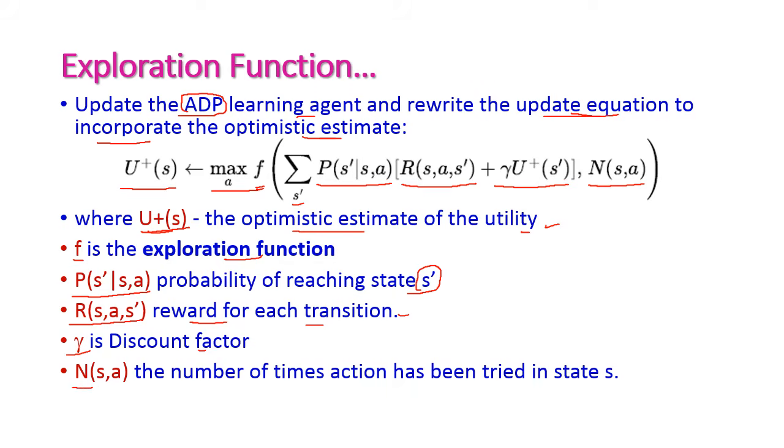Here n of s comma a is the number of times the action has been tried in state s. So this is n of s comma a. Here maximum over a is a particular action which gives the maximum reward.